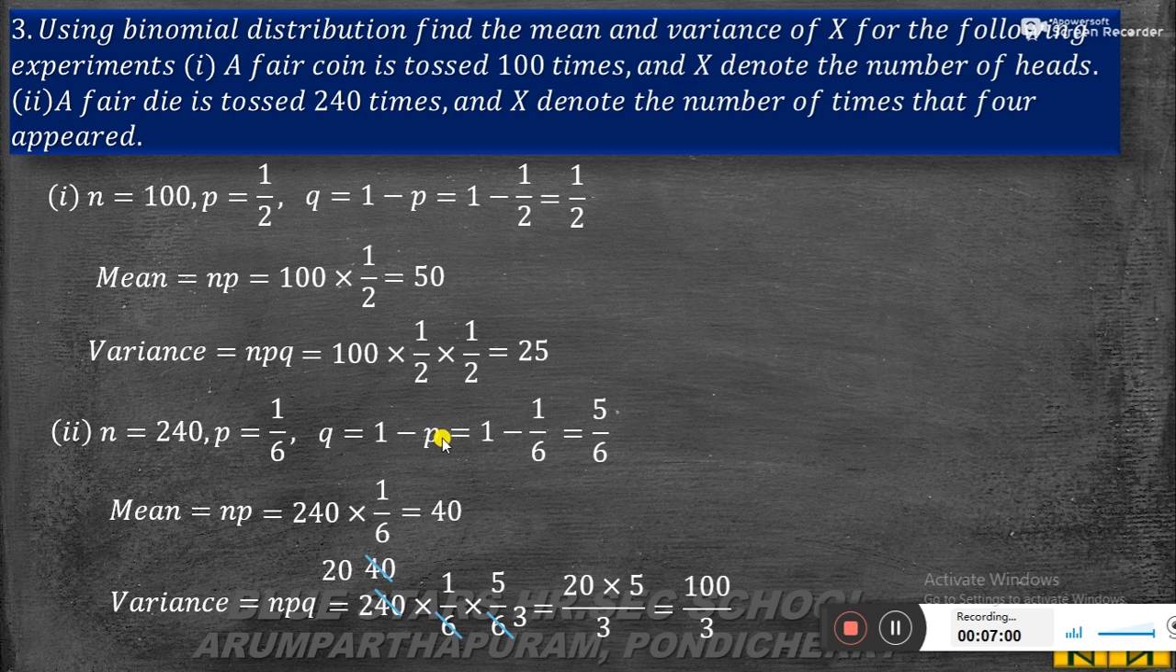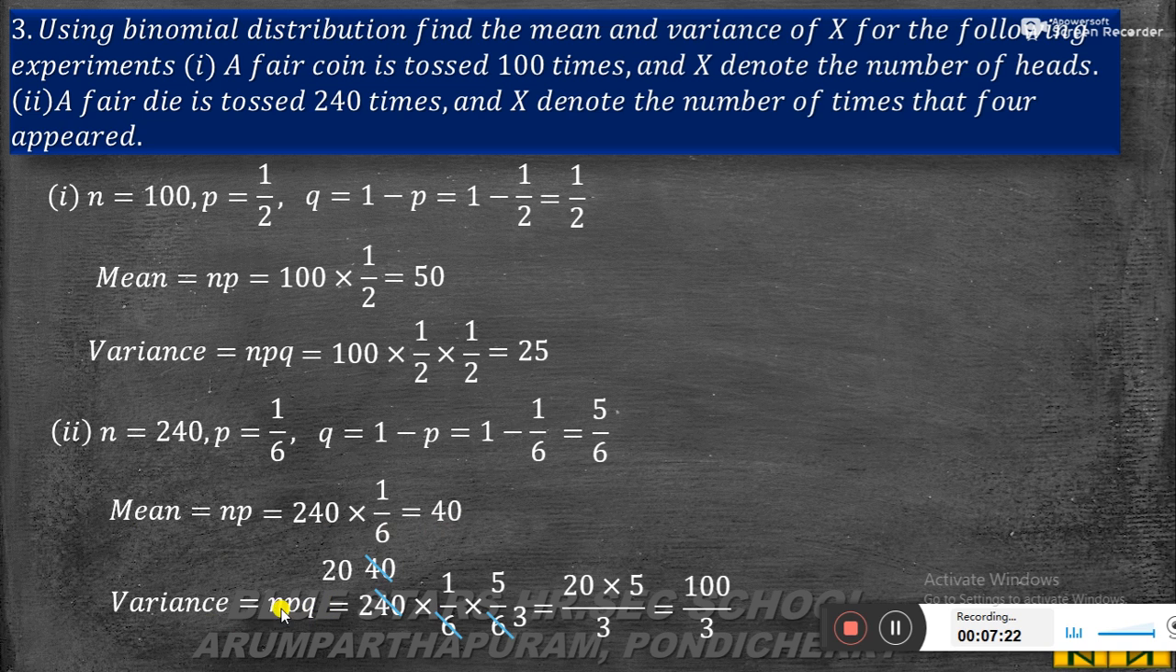From this we calculate q. Q equal to 1 minus p, 1 minus 1 by 6. We do the cross multiplication, 6 minus 1, 5 by 6. So q equal to 5 by 6. Therefore mean equal to np. The n value is 240 and p value is 1 by 6. Doing the calculation, mean equal to 40. Therefore variance equal to npq.